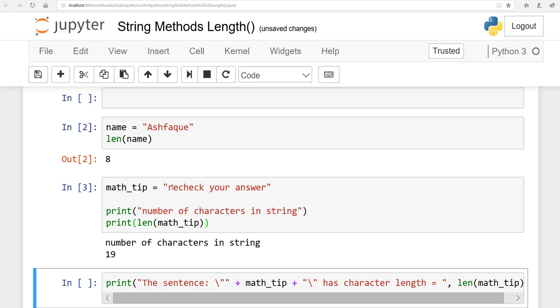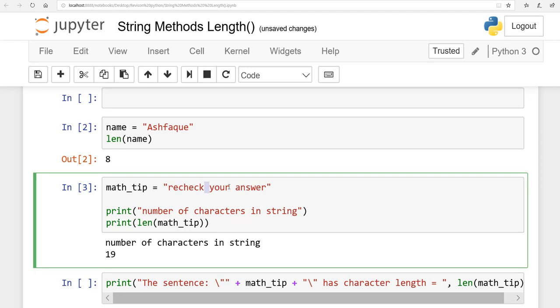So count it: 1, 2, 3, 4, 5, 6, 7, 8, 9, 10, 11, 12, 13, 14, 15, 16, 17. But these are 17. How come the answer is 19? Keep in mind, space is also a character. So we have two spaces as well, 18 and 19. Always count the space as well. So recheck your answers. These are 17 letters but 19 characters because there are two spaces.